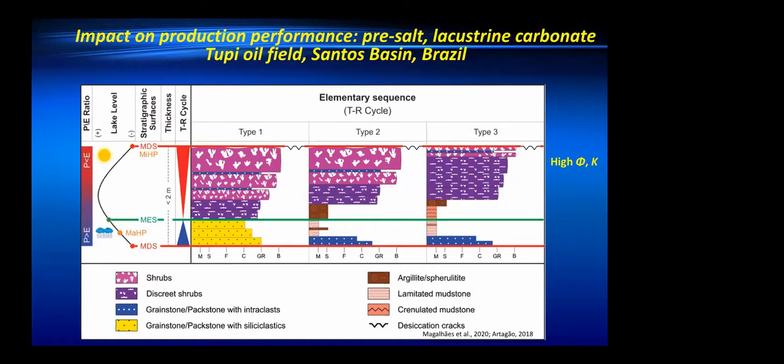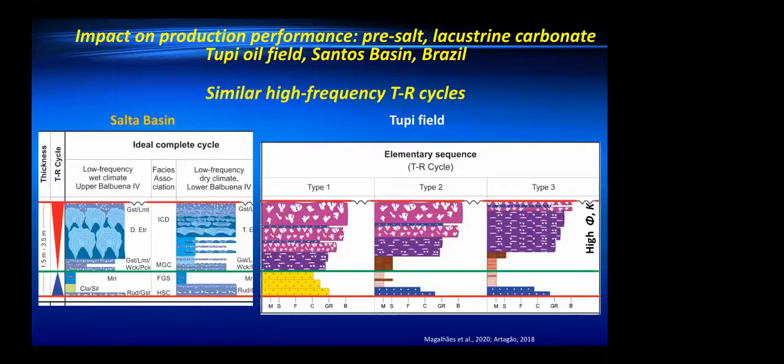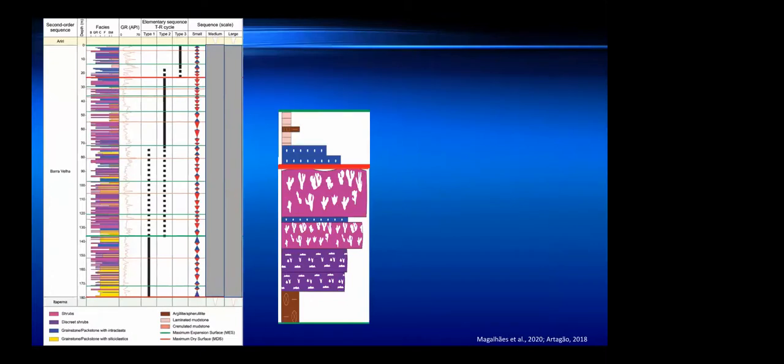These characteristics suggest high frequency lake level fluctuation under a low gradient substrate and alternation of flooding and subaerial exposure periods. The comparison between the cycles observed in the Salta Basin and the pre-salt highlights the same depositional pattern and stacking pattern logic. Moreover, the elementary cycles were observed all over the Barra Velha unit. The recurrence supported by Fischer plots and Markov chain, and upward trend, enabled the identification of small scale sequences between 2 to 8 meters thick.